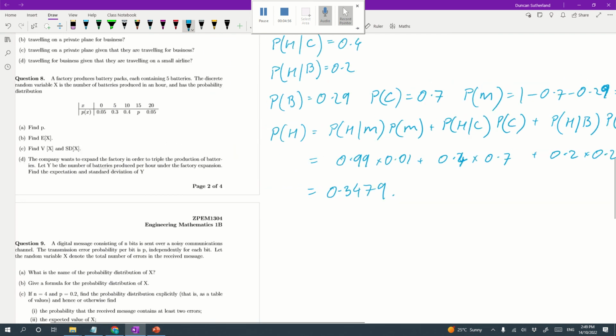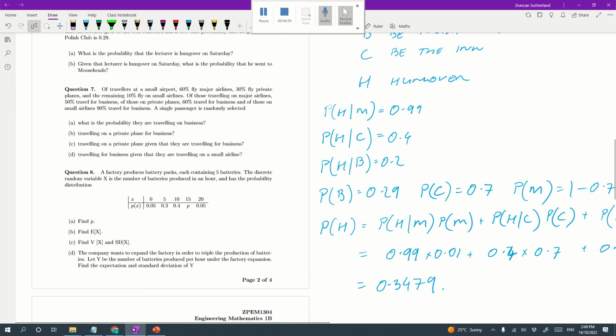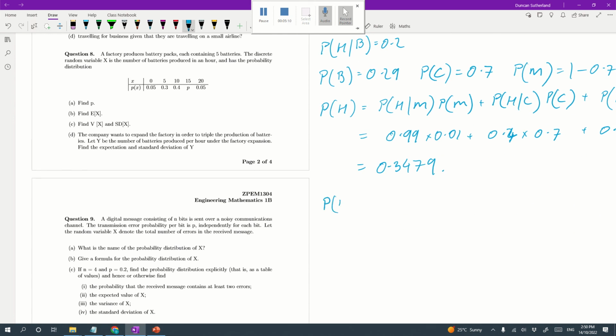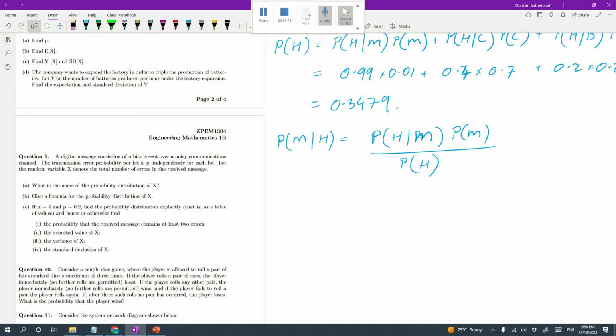The next part of the question is the Bayes theorem part, where we have to work out what's the probability that I went to Mooseheads given that I'm hungover on Saturday? So what we're being asked about is the probability of Mooseheads given hungover. So that is the probability of hungover given Mooseheads times the probability of Mooseheads divided by the probability of being hungover, right? That's just Bayes' law. So that's a formula you have to remember. And this continues to be an exercise in calculator skills because we know all of this information.